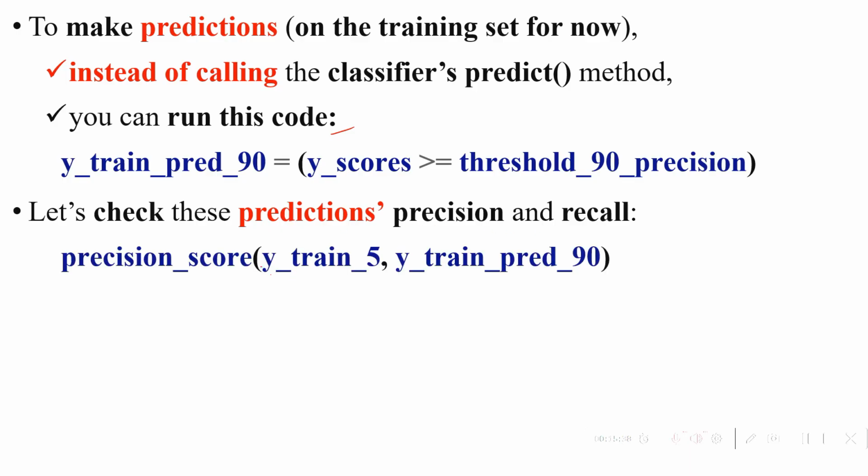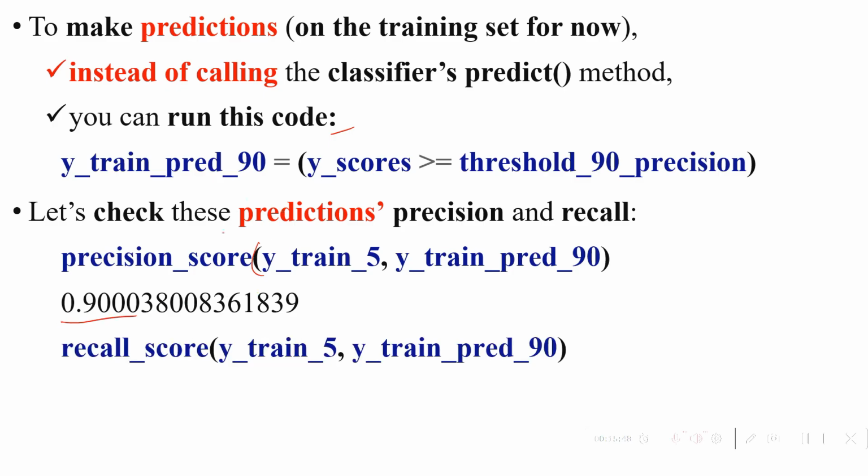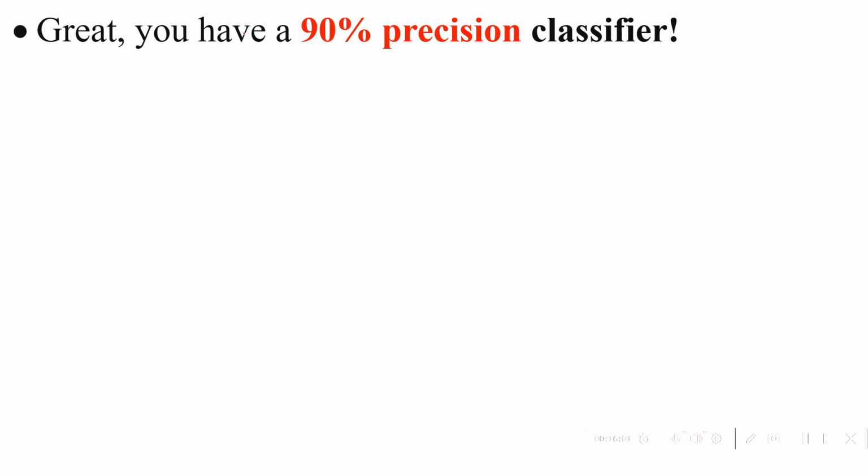precision_score of y_train_5 comma y_train_pred_90, that is 0.90. The recall_score of y_train_5 comma y_train_pred_90, that is 0.43. So we have a 90% precision classifier.